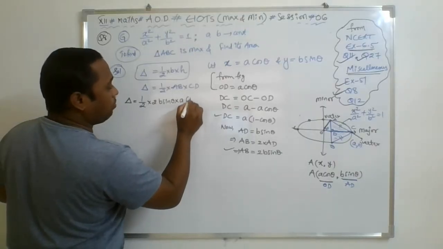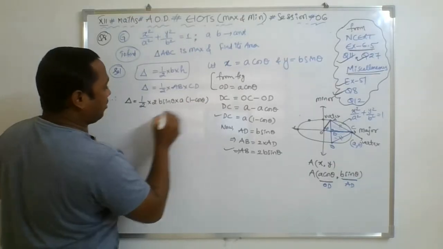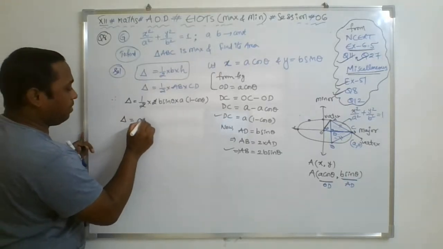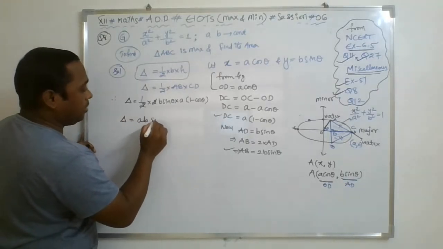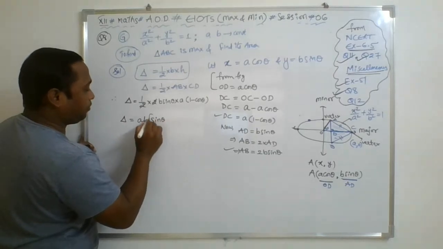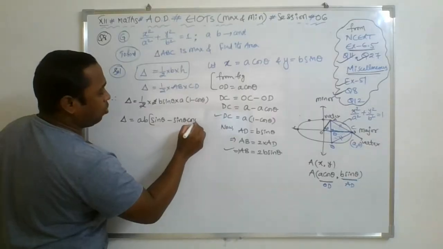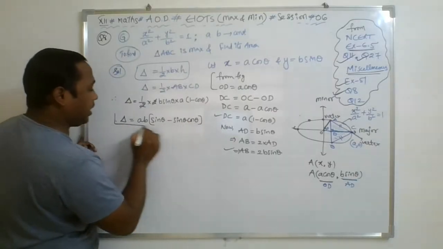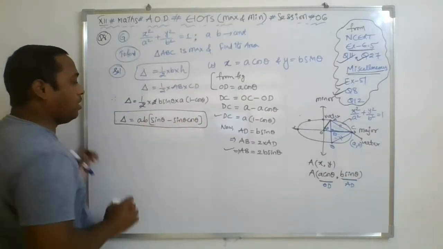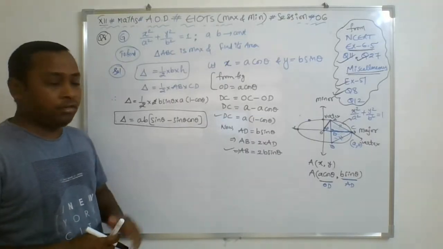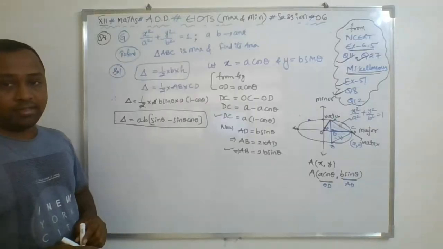A into 1 minus cos theta. So the 2 gets cancelled. So the area of the triangle in simplified form is AB sin theta minus sin theta into cos theta. So I got the area of the triangle formula in terms of theta as a parameter. The rest, a and b, are constants.